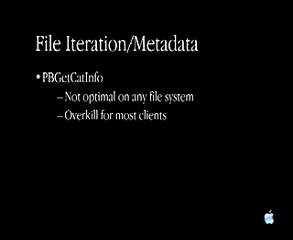The bad news is that PBGetCatInfo is non-optimal on any file system. That goes for 9 and for 10, if you have file sharing on 9, for example. And for the most part, it's overkill for all clients. PBGetCatInfo just returns a huge amount of data, and the developer code out there that uses PBGetCatInfo ranges from using none of it, in other words, just checking an error code, to maybe one field from this enormous data structure. Let's take a look at that data structure.